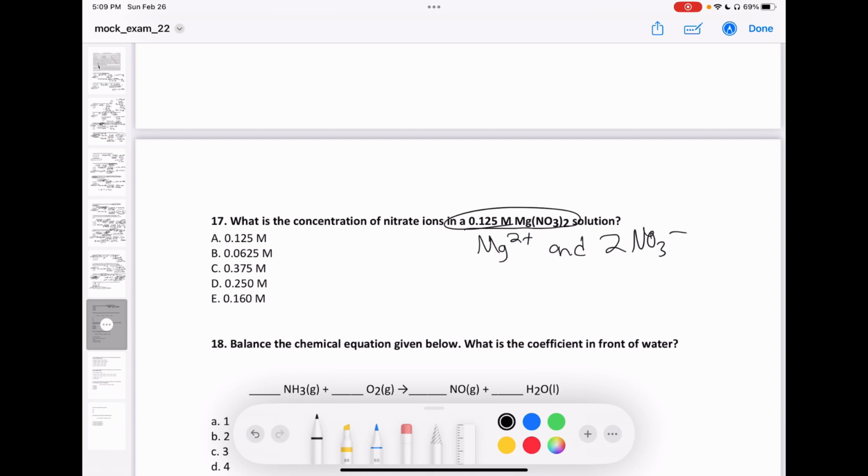So we know that if the overall concentration for this compound is 0.125, when it dissociates into all of its ions, it'll have 3 times this concentration right here, which is 0.375, but we're only considering the nitrate ions. So this 2 right here means that you're going to double this concentration for the overall solution, and then you can get the concentration of nitrate ions, which is just going to be answer choice D, 0.250.